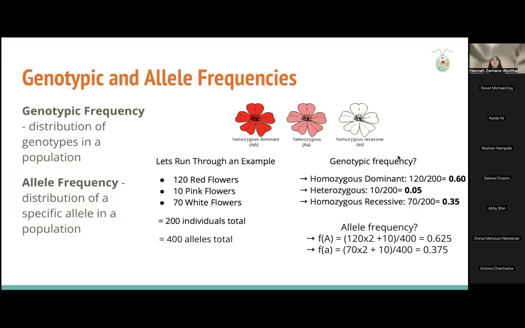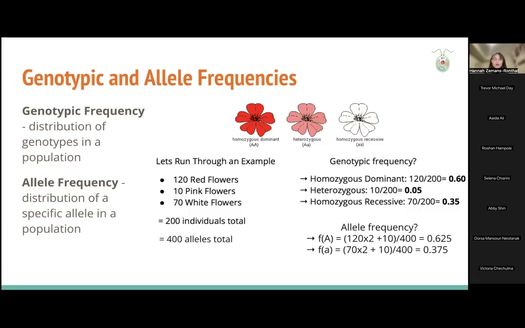So the first thing we're going to talk about is genotype frequencies versus allele frequencies, because I find that this is a topic that people tend to get a little bit confused by, and it is a really important topic for later calculating Hardy-Weinberg equilibrium. So genotype frequency is your distribution of your genotype in a population. That means you're looking at the actual genetic makeup of a trait, compared to the allele frequency, which is looking at the distribution of a specific allele in the population.